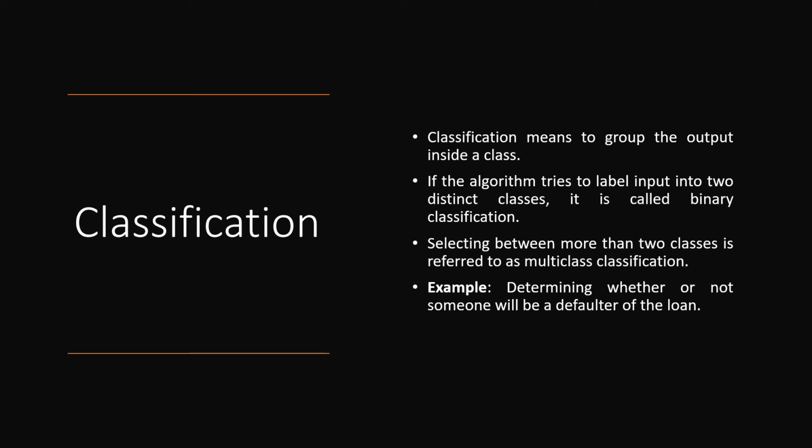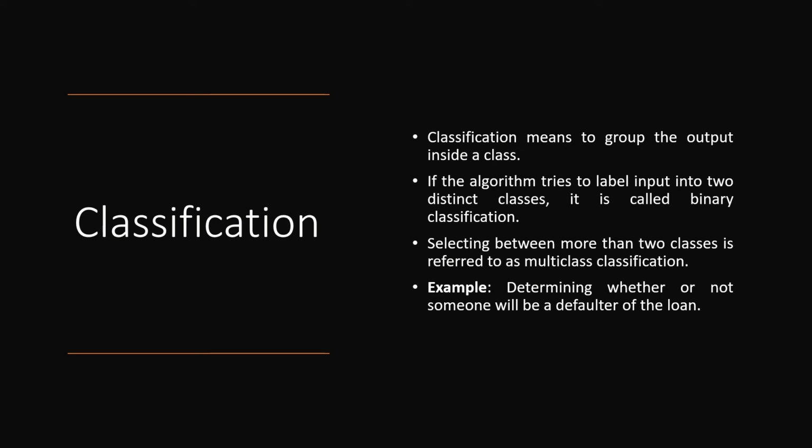So what is classification? It means to group the output inside a class. So for example, going back to the example of cats and dogs. If you look at the image of the cat, based on the past data training set, you're able to identify whether it is a cat or not a cat. That is, you are trying to classify whether it belongs to a particular class, that is cat, or not. So if the algorithm tries to label input into two distinct classes, that is cat or not cat, it is called a binary classification.